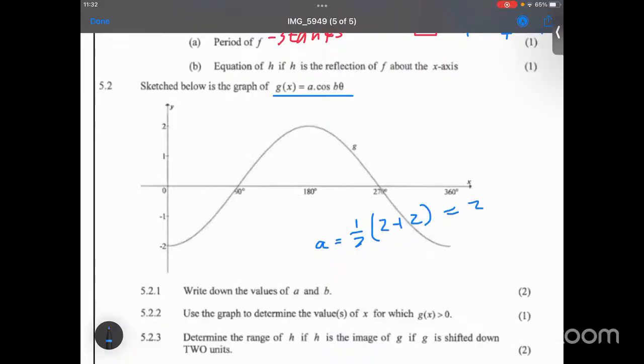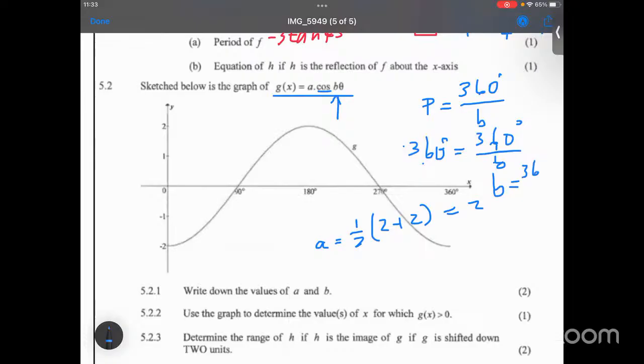Can you see? And then when it comes to B, if you remember, we have that formula which says the period of that function is 360 degrees divided by B. We know that the period for that one is 360 degrees, which should equal 360 degrees over B. You cross multiply and divide by 360, so B equals 360 degrees over 360 degrees. That is why you get your B value to be equal to 1.